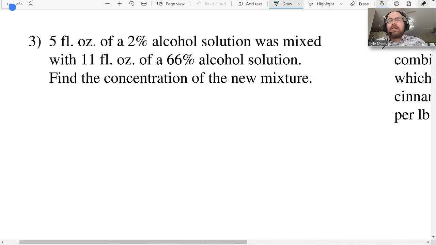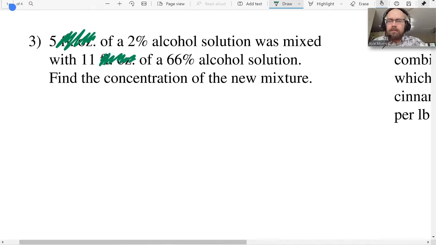All right, I'm going to change to green here because I like to keep changing the color. 5 fluid ounces. So again, remember, units don't matter unless the units are different. 11 fluid ounces, 5 fluid ounces. They're both fluid ounces, so just ignore the units. They don't exist. They don't matter. Okay, I'm going to scrub it out here.